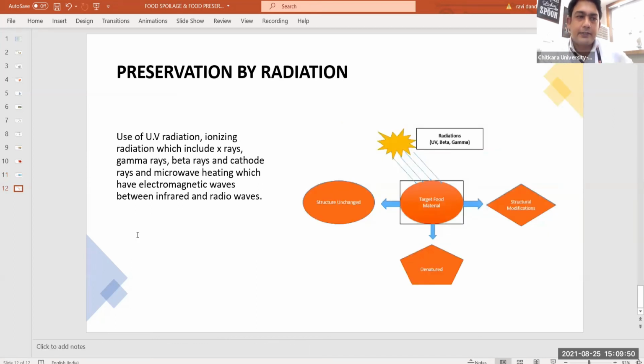And the last method is preservation by radiation. In this method, we apply various kinds of radiation. That could be UV radiation, ionizing radiation, X-rays, gamma rays. One simple method I will explain to you.